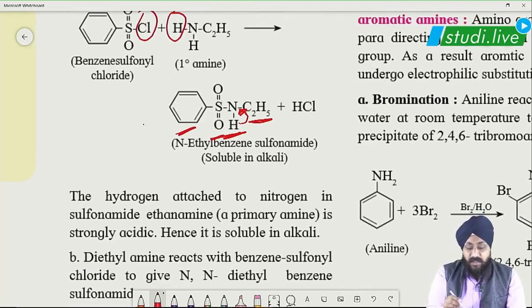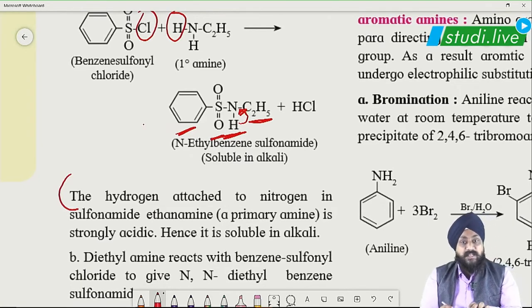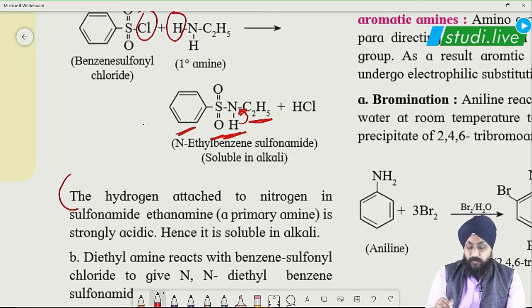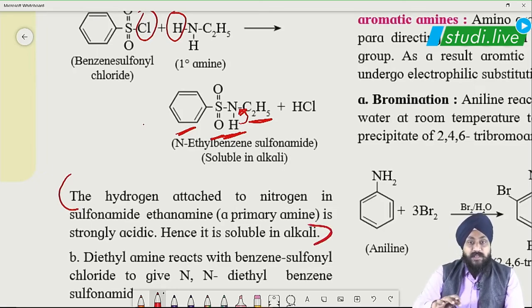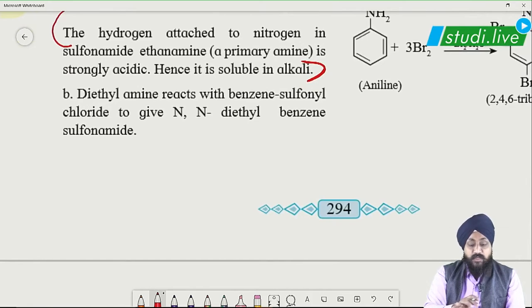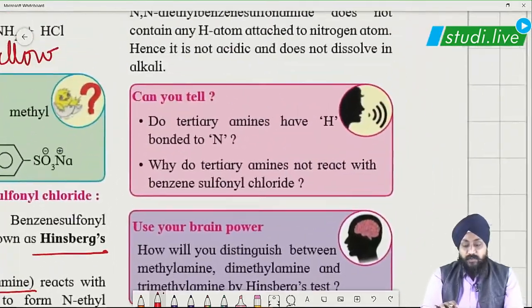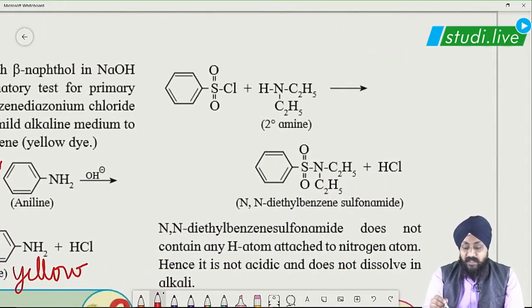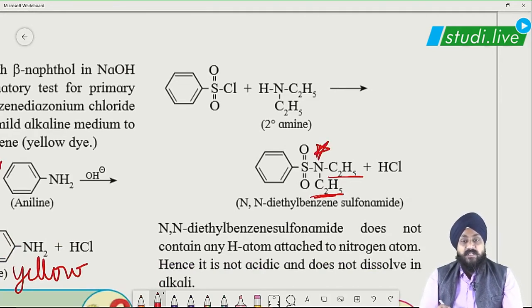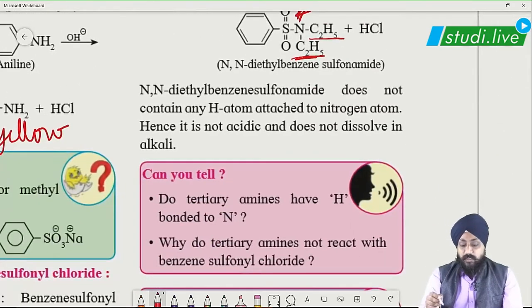The hydrogen atom attached to the nitrogen atom in sulfonamide is strongly acidic. Therefore it is soluble in alkali. Now students, similar type with your secondary amine. Secondary amine will react with benzene sulfonyl chloride to give you N,N-diethyl benzene sulfonamide, but it does not contain any hydrogen atom attached to nitrogen. So it is not acidic, so it will not dissolve in alkali.